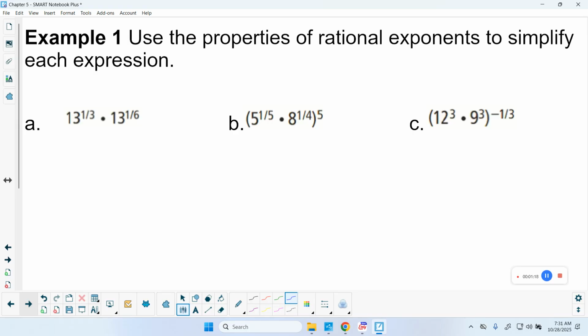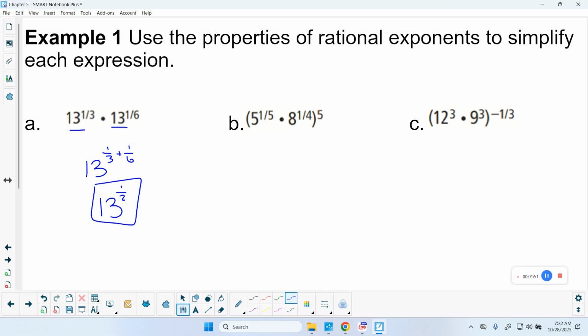So in example 1, we are going to use the properties of rational exponents to simplify each expression. So with A, we have 13 to the 1/3 times 13 to the 1/6. Because our bases are the same, it means we are going to take the base of 13. Since we are multiplying, it means that we are going to add our exponents together. 1/3 plus 1/6, you can always do this in your calculators. But 1/3 plus 1/6 would give us 13 to the power of 1/2, and that will be our answer.